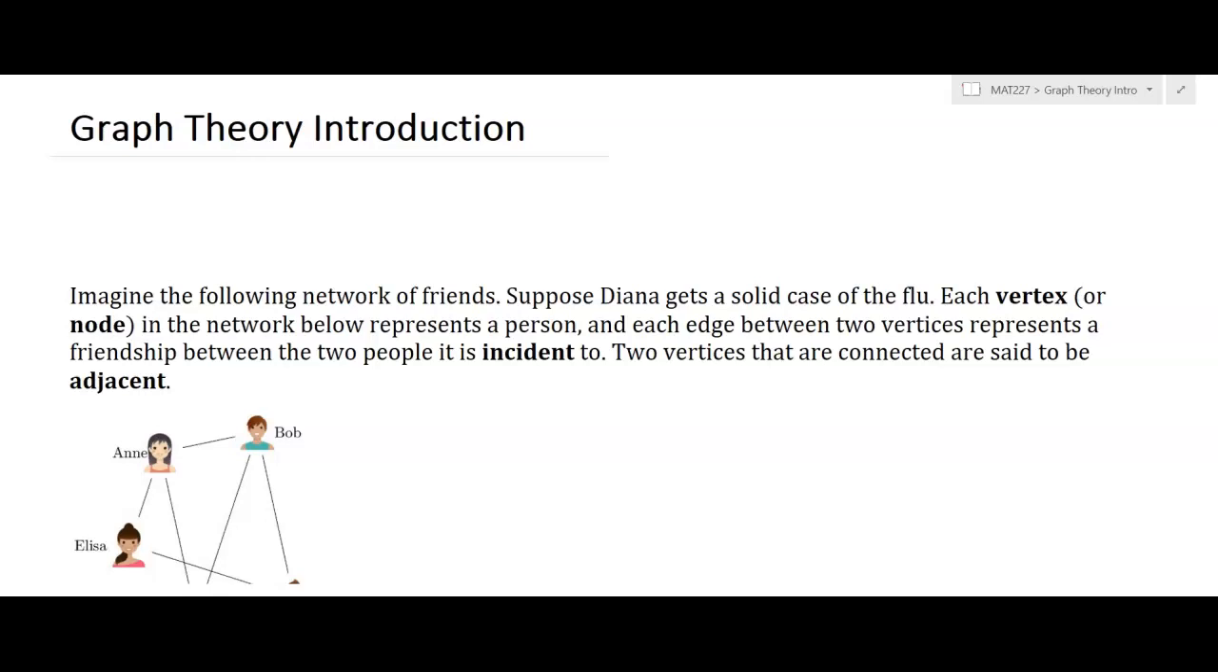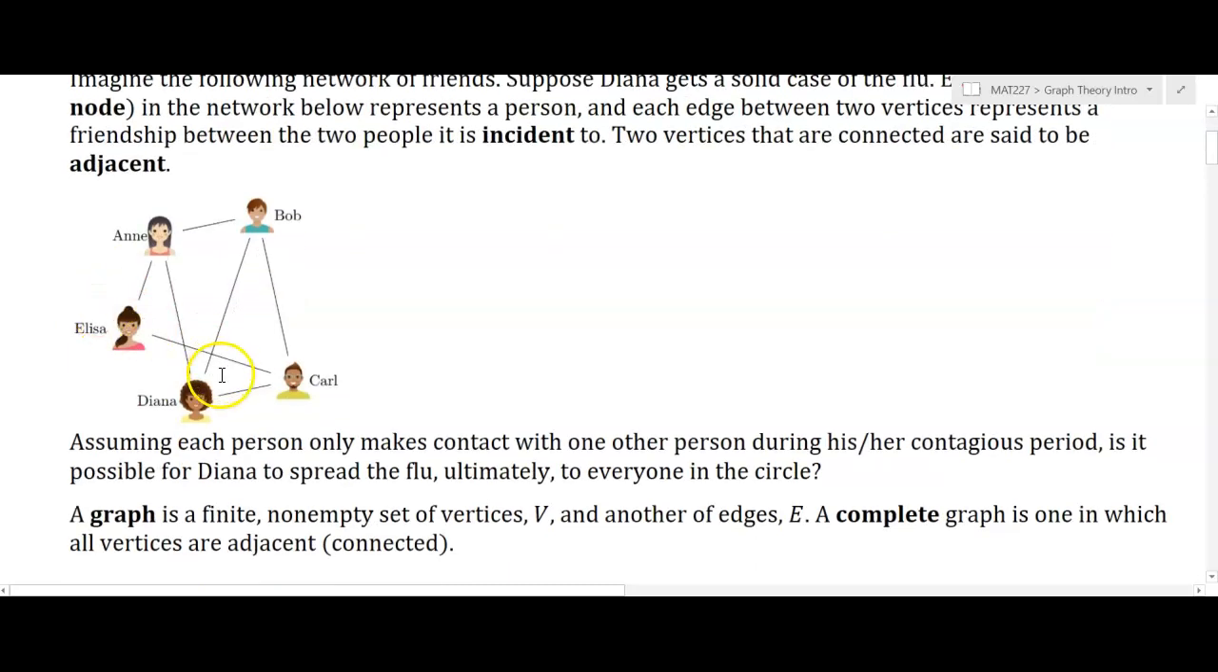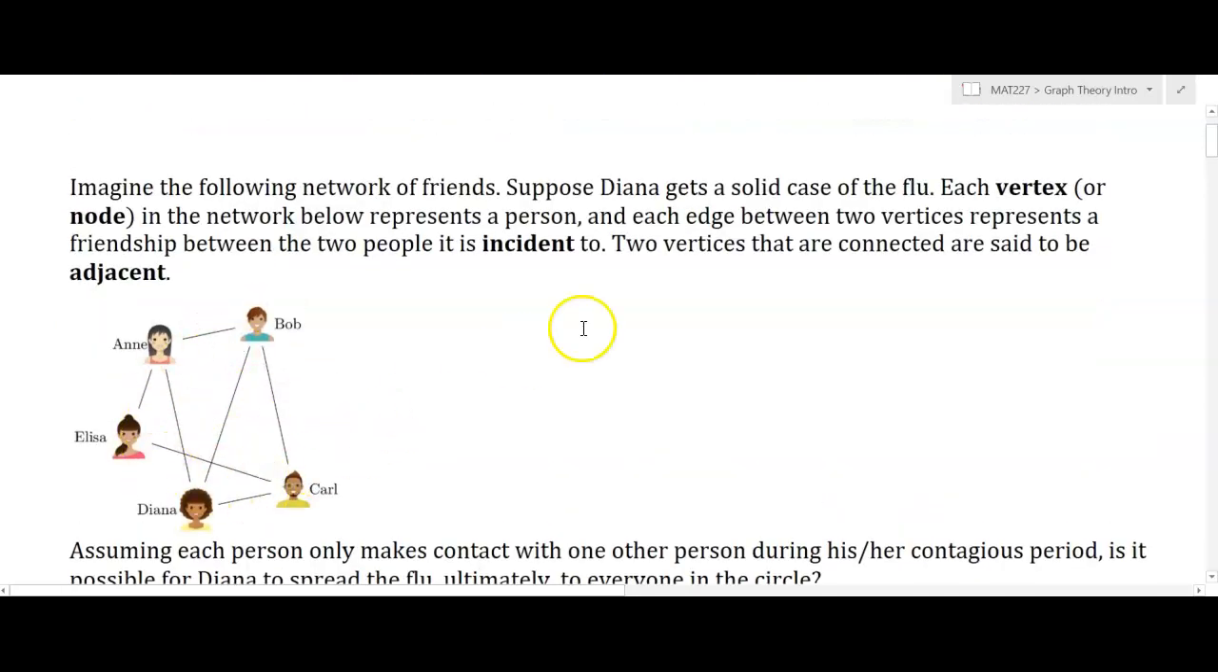Welcome. In this lesson, we're going to introduce some of the concepts behind graph theory. So graph theory is probably not exactly what you thought it was unless you have actually had an introduction to this before. But let's start off by imagining the following network of friends.